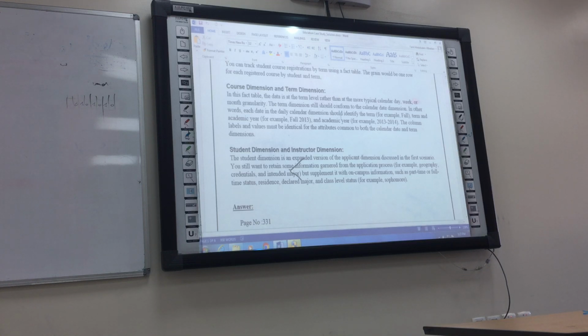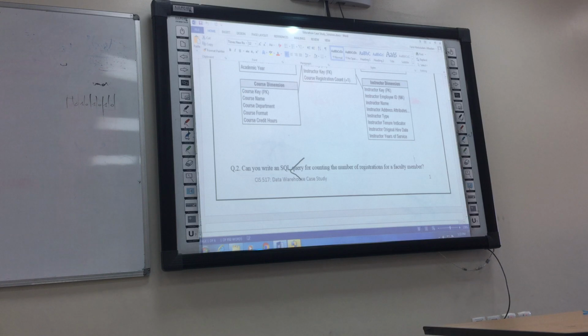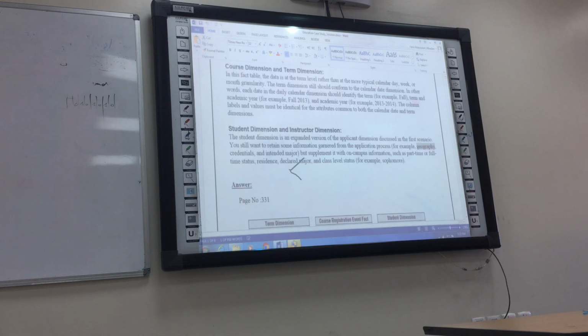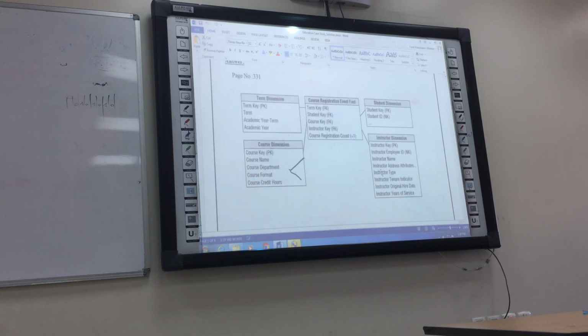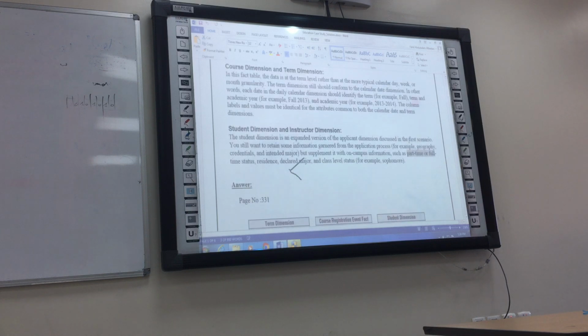See, for example, let's think this is the first scenario. So yeah, they are talking about the major, geography. So they are talking about address. This is why they have added something related to the address. I don't know what it is. This one, address, and so on. So in general, such as part-time or full-time. Is it part-time? Then we added something to express this, which is type, part-time and full-time.